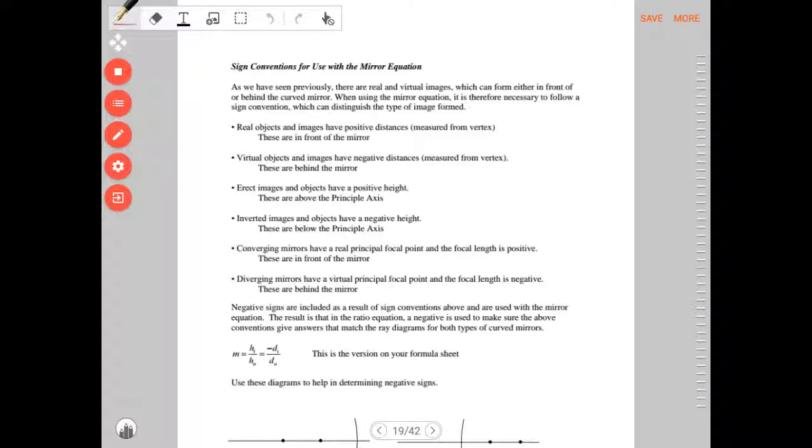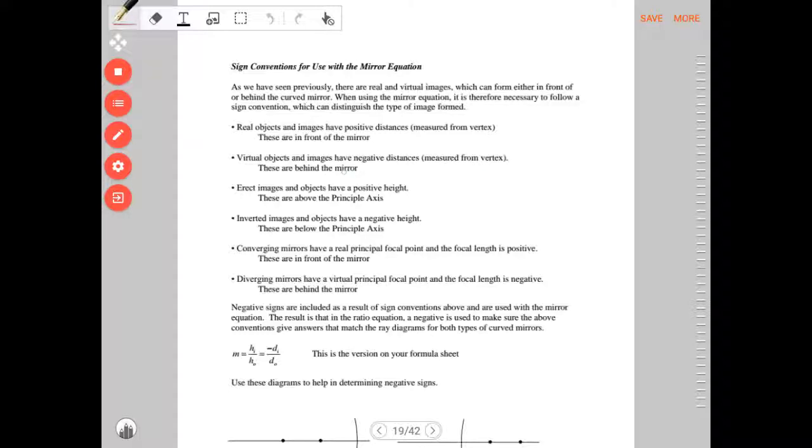Sign conventions for use with the mirror equation. As we have seen previously, there are real and virtual images, which can form either in front of or behind the curved mirror. When using the mirror equation, it is therefore necessary to follow a sign convention which can distinguish the type of image formed. Real objects and images have positive distances measured from the vertex. So these are in front of the mirror. Virtual objects and images have negative distances measured from the vertex.